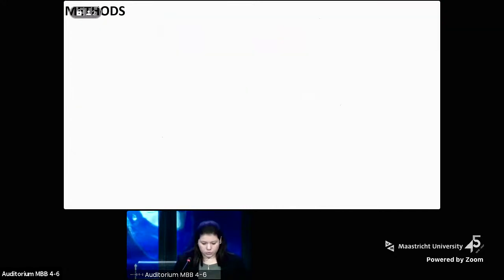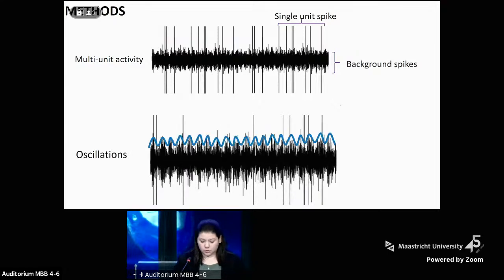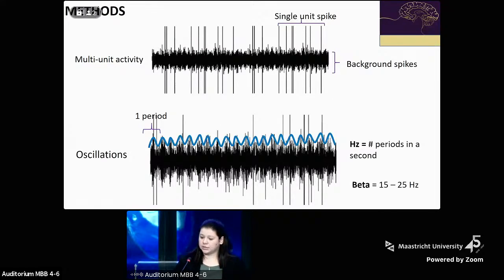We then move to population measurements. The first one is multi-unit activity. That is basically the total power of the signal. It combines the single unit spikes, but also the background spikes, and the oscillation. The oscillation is this slow rhythmic activity.